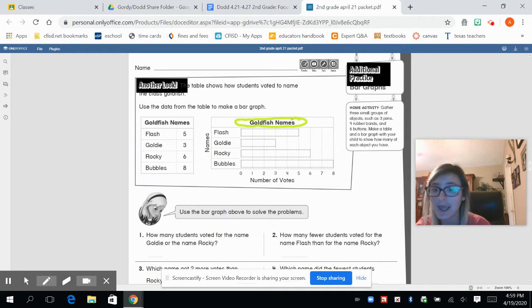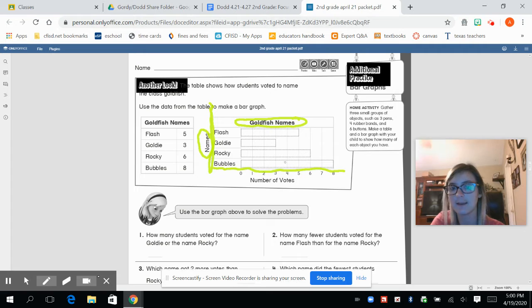So next, we're going to look at our different axes. So our y-axis right here is names. And our x-axis right here is telling us the number of votes, okay? So it's telling us the number of votes there were for each name. So there must have been some kind of competition to try to figure out what name would be the best name for a goldfish. So let's look. It has 4 different names we have listed.